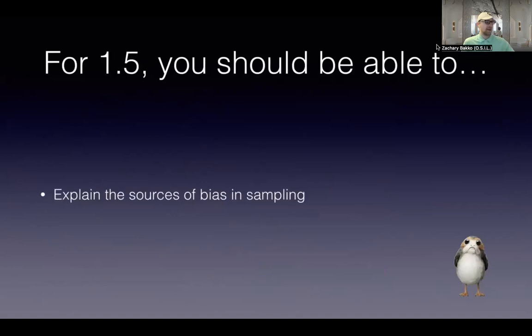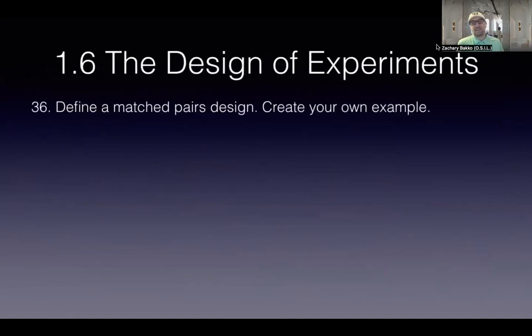All right, so for 1.5, you should be able to explain the source of bias and sampling. Now our last section here is the design of experiments. Again, you are not going to be quizzed on this. You are not going to have homework on it. I just want you to know this because when we get into chapter 11, it is going to help solidify your understanding of that chapter.